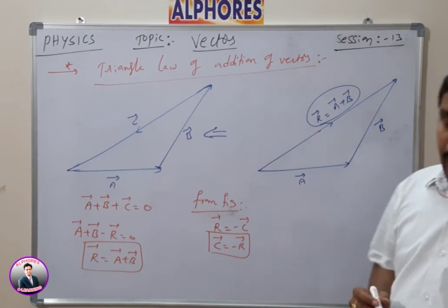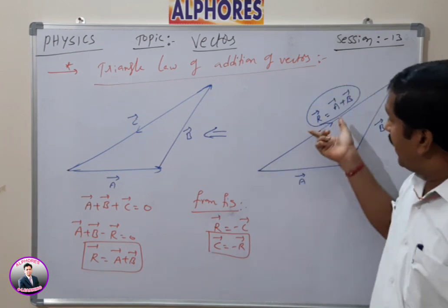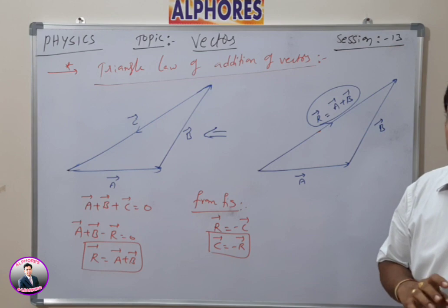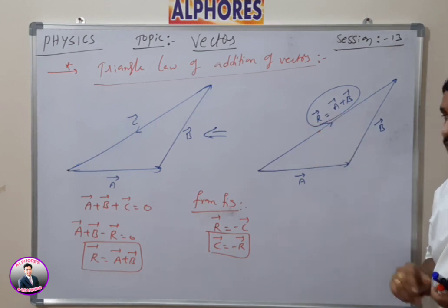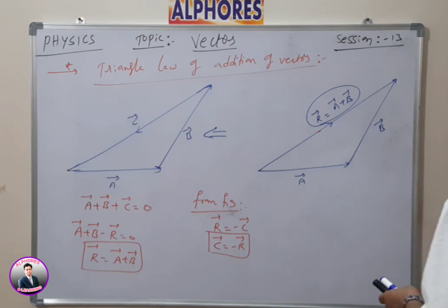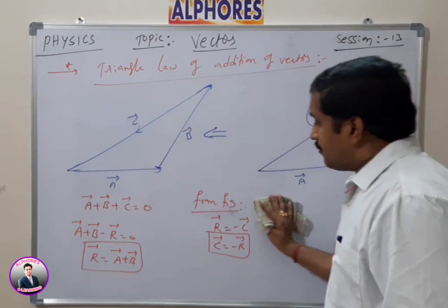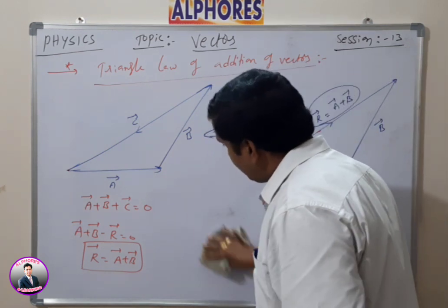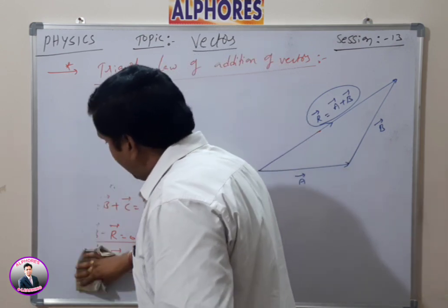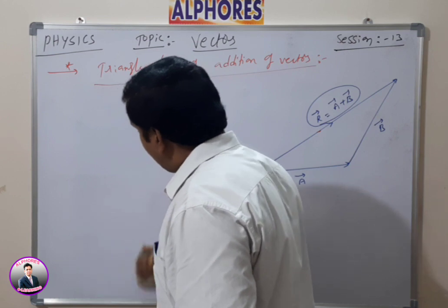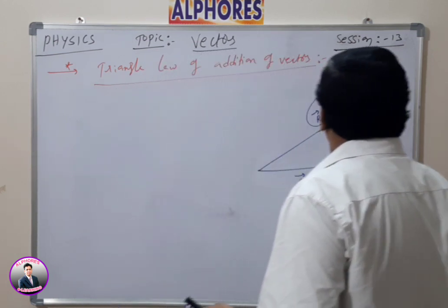Now after that I have to find the magnitude of this resultant. How to find the magnitude of this resultant vector? There is one method. It is similar to the parallelogram of addition of vectors. Listen all of you. I have to find the magnitude and direction also, the direction of the resultant vector, similar to the parallelogram of addition of vectors.